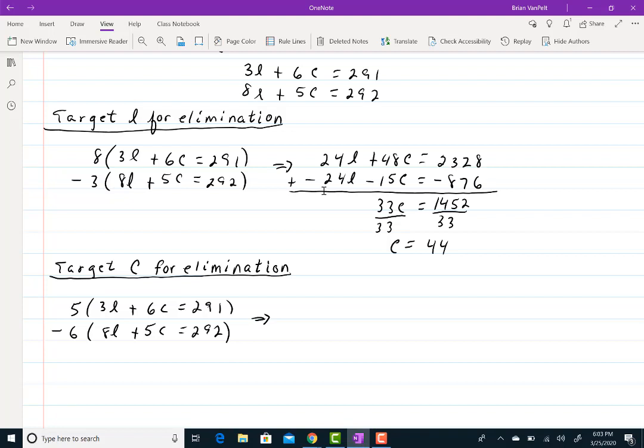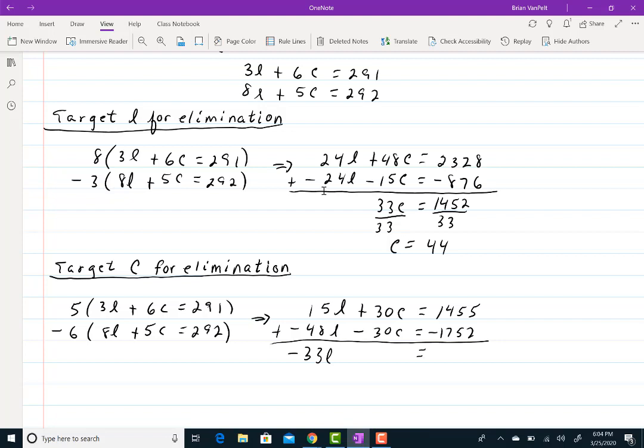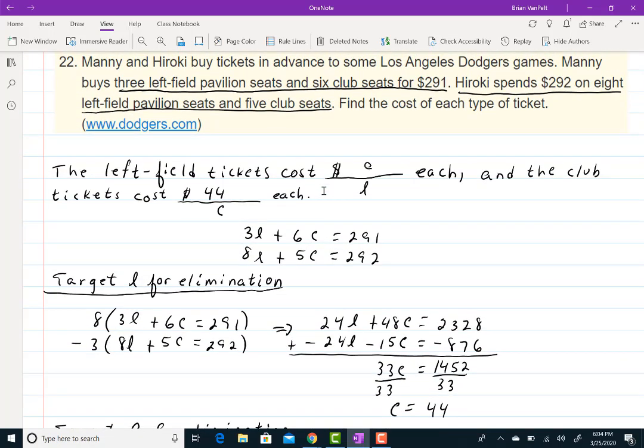And let's see what we got there. I have 15L plus 30C. That equals 1,455. Then for the second one, I get negative 48L minus 30C equals negative 1,752. Let's add these together. Negative 33L equals negative 297. So I'll divide by negative 33. And it looks like I end up with L is equal to 9. So the answer for the second part is $9 each.